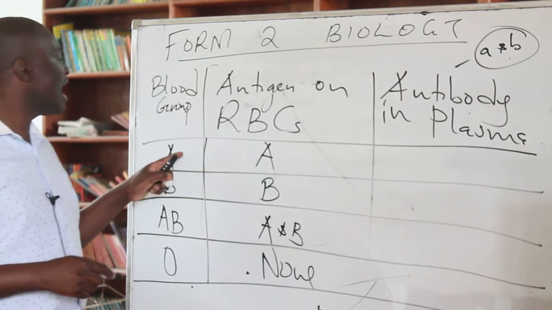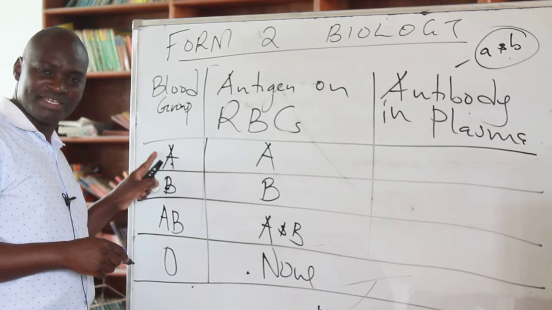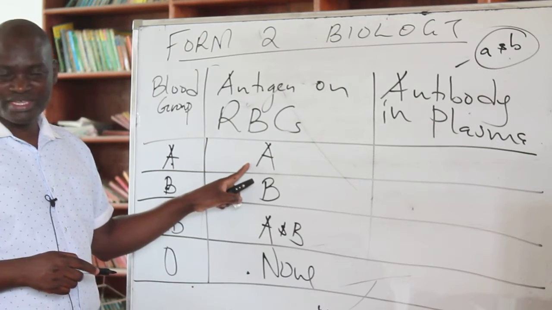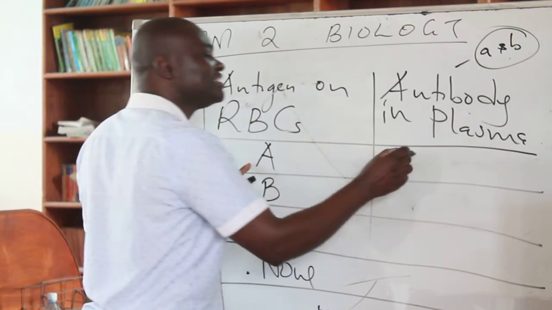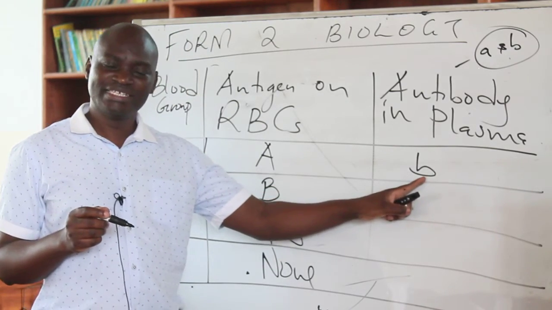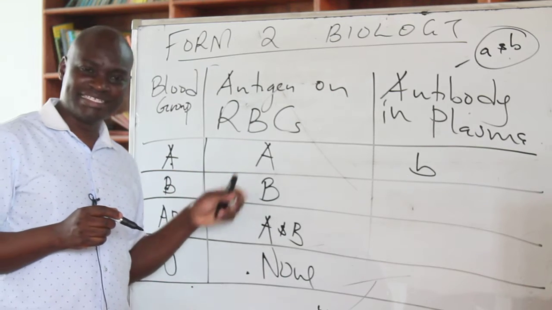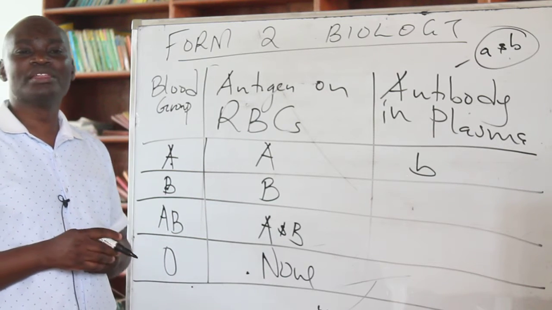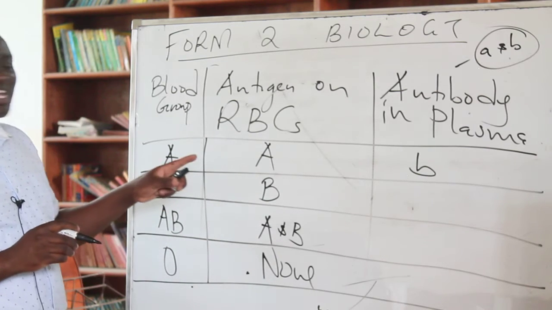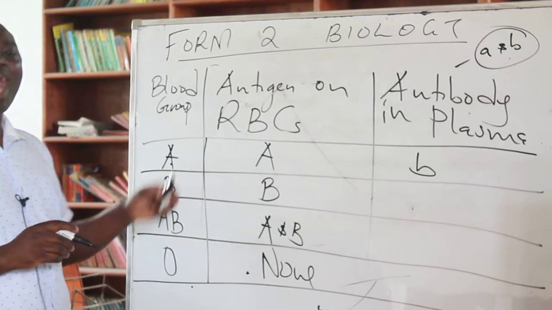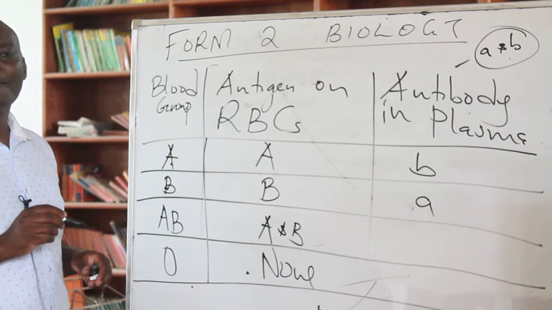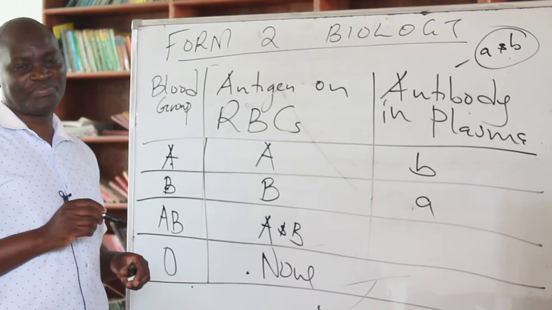If an individual is of blood group A, as a result of antigen A, that individual will have antibody B, so that this antibody does not correspond to the antigen, which may bring what is called agglutination. And one with antigen B will have antibody A in the plasma of the blood.